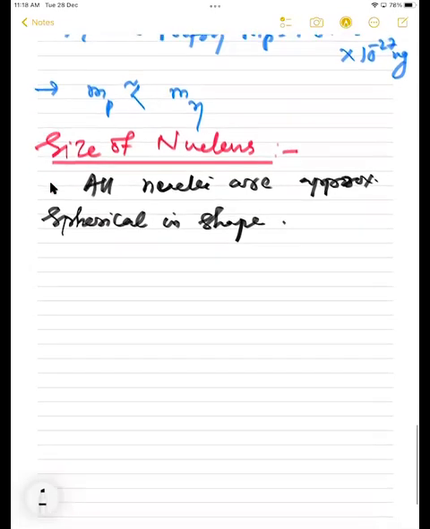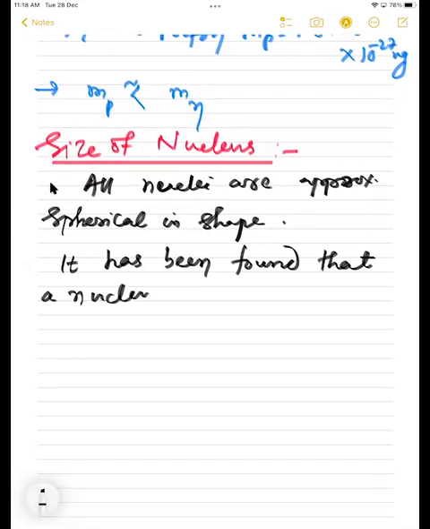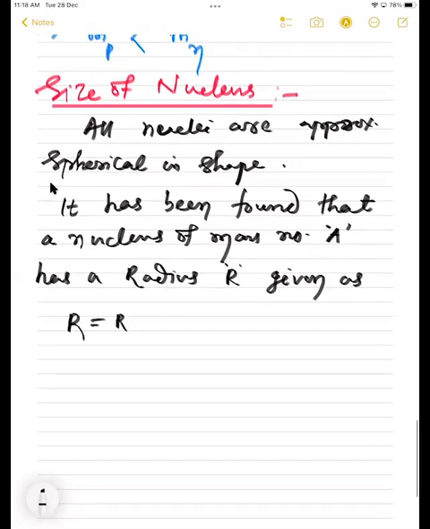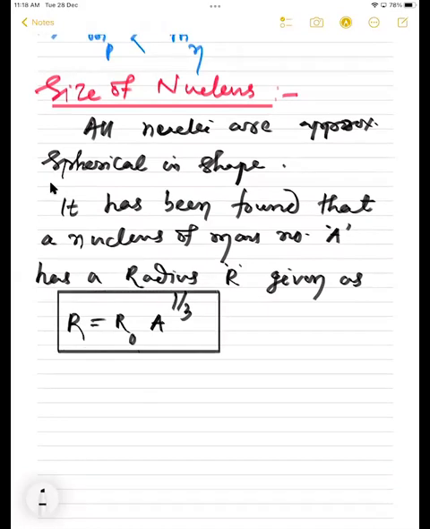So it has been found experimentally that a nucleus of mass number A has a radius R given as R is equal to R naught A to the power 1/3. You have to remember this expression.